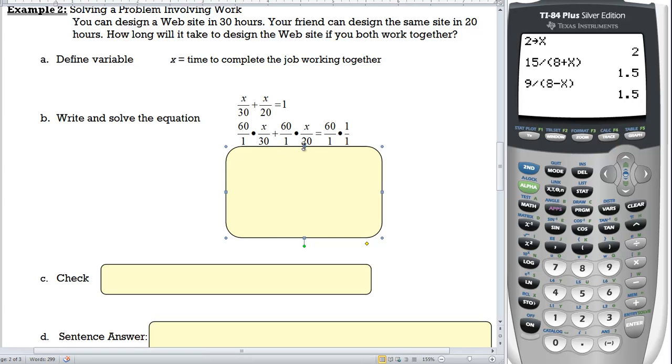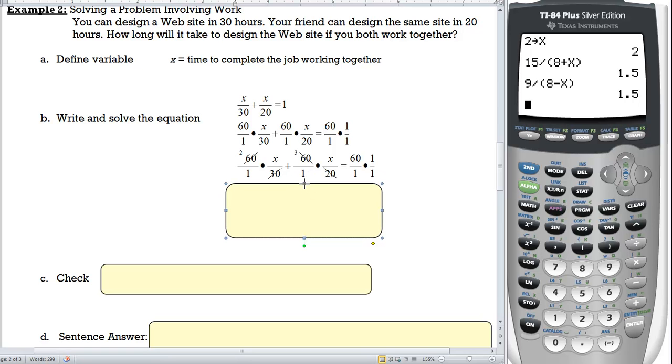And now I get to cancel. So 30 into 60 would be 2, so I'd have 2x here. The next one I'd have 3x equals 60. So there's all my canceling. And if you remember, I always do my leftovers. So 2x plus 3x gives me 5x. 5x equals 60, divided by 5, x should be 12. My check, well, let me store 12 in.